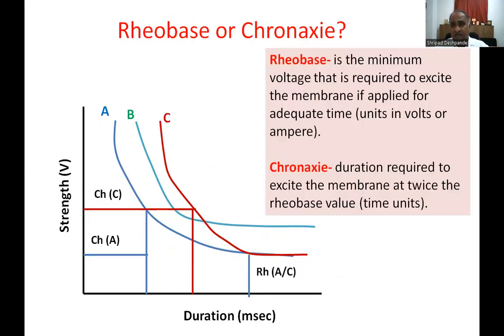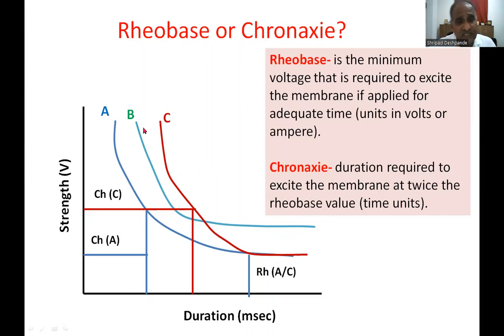Now we have another question. Rho base or Chronoxy, which is a better indicator to talk about muscle excitability? Rho base is the minimum voltage that is required by the membrane if applied for adequate time. This is Rho base here, and units are in volts or amperes, whatever you are using, the strength. The Chronoxy is the duration, or time, required to excite the membrane at 2 times the Rho base value.